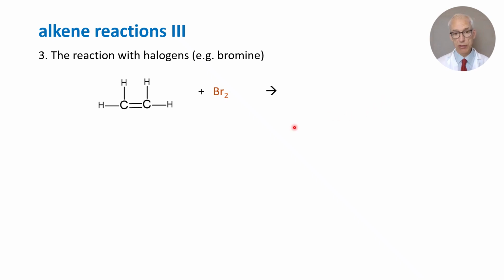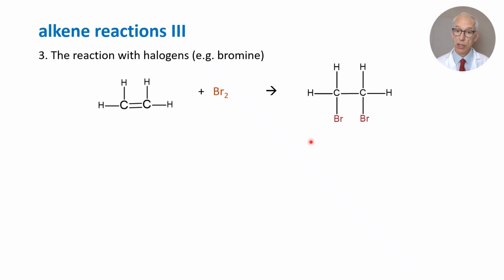Okay, so I'm going to reveal, hopefully you've drawn a single bond between the two carbons, the double bond is lost, and then extra single bonds to each carbon, so carbon-bromine, carbon-bromine. The two bromine atoms are added across the double bond.